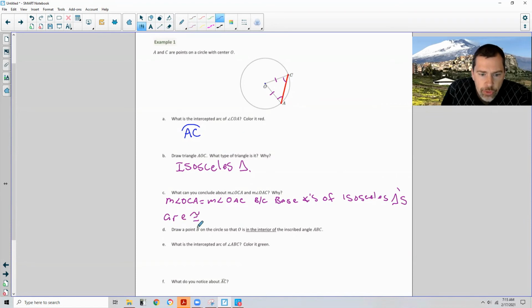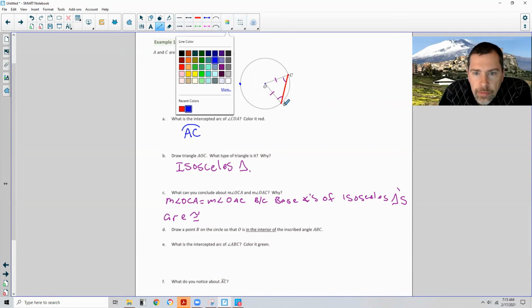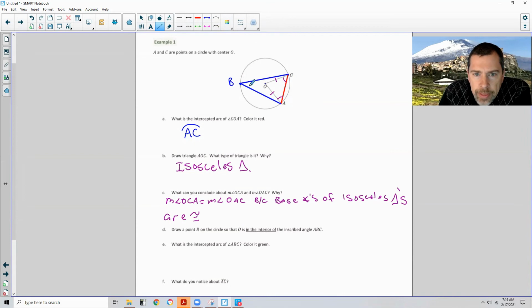Part D says, draw a point B on the circle so that O is in the interior of the inscribed angle ABC. Okay. So I'll put B, I don't know, maybe here. So then when I draw this, like so, O is inside angle ABC.